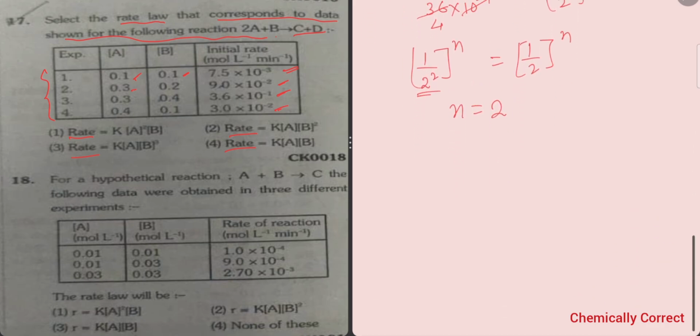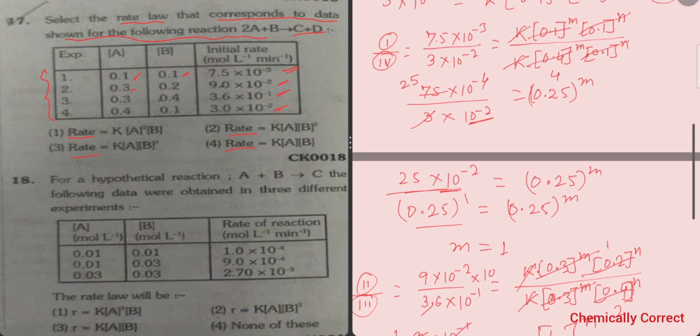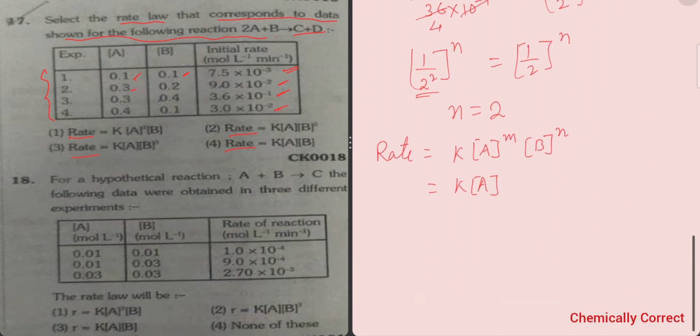So for the entire reaction, the rate expression is k into the concentration of A raised to the power m and the concentration of B raised to the power n. We have found m is 1 and n is 2. So our rate law is option second. Thank you.